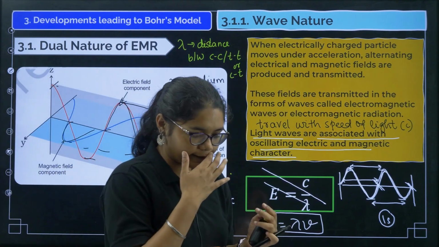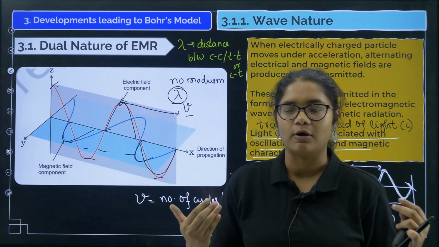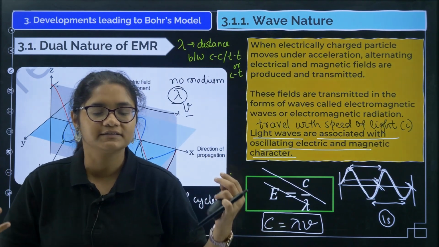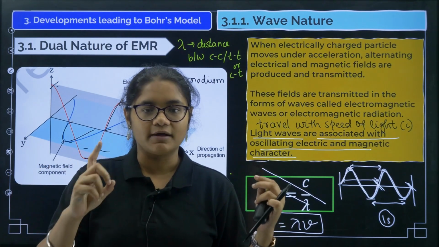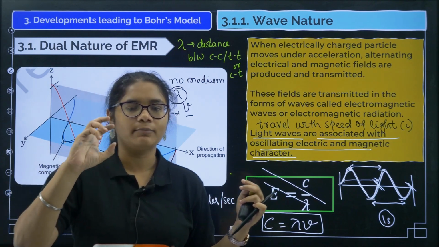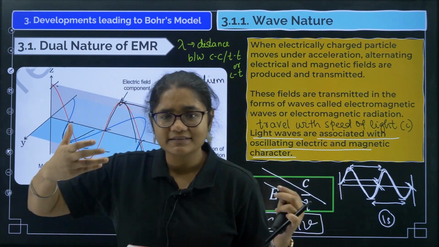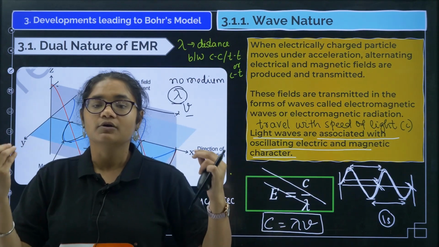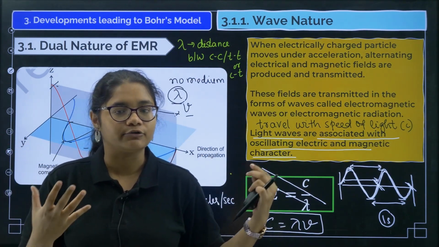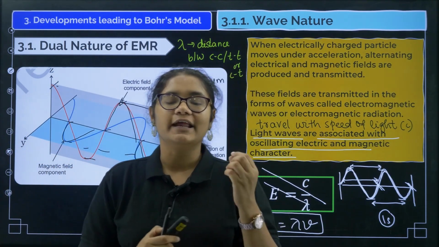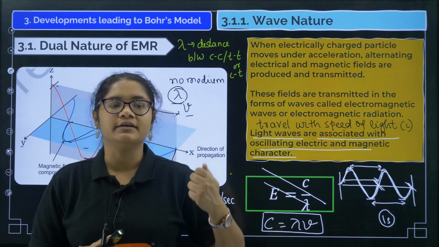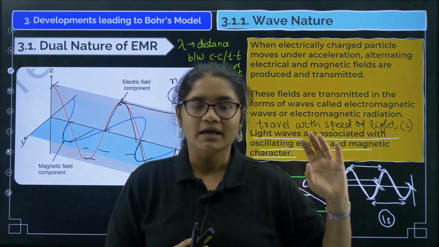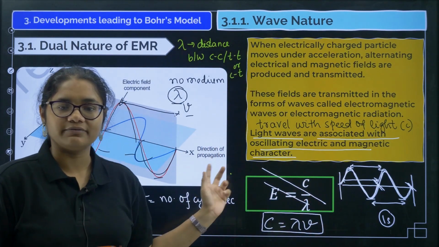So what we have talked about till now are the developments that took place before Bohr gave his model. The first development was the dual nature of electromagnetic radiation. Now to understand what is dual nature of electromagnetic radiation, we need to first understand what an electromagnetic radiation is. Electromagnetic radiations are a form of transforming energy, and they generally have wave-like properties.